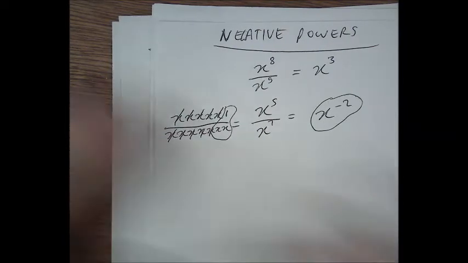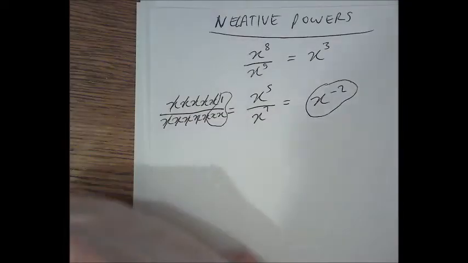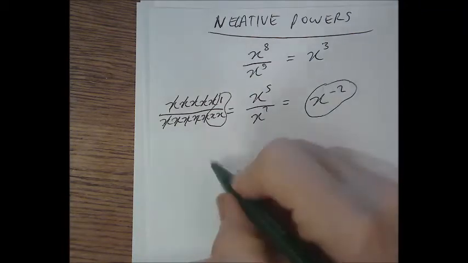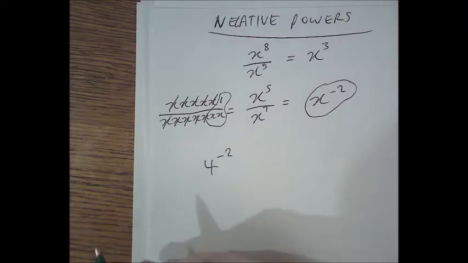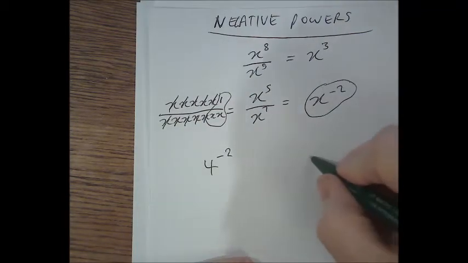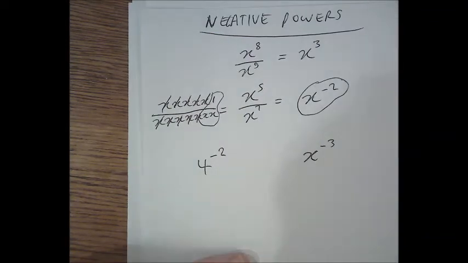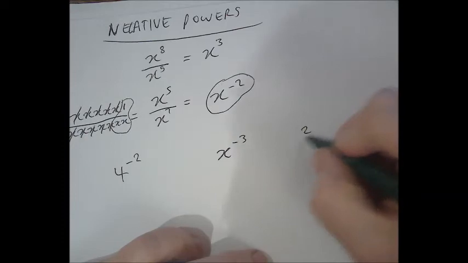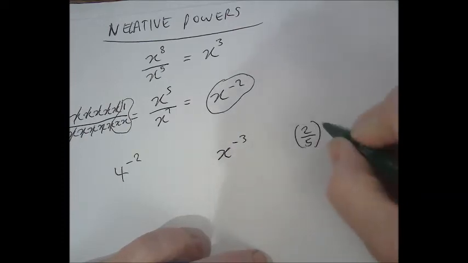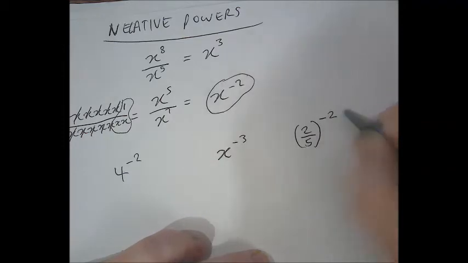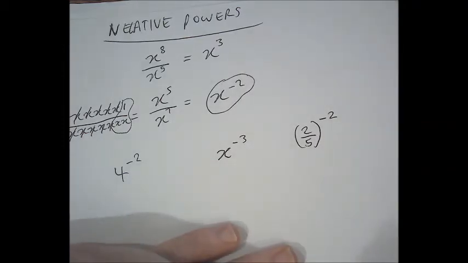So that business leads to the following very simple rules of thumb. Whenever you see a negative power, temporarily ignore it. So this is 16. This is x cubed. And this is 2 over 5 squared.